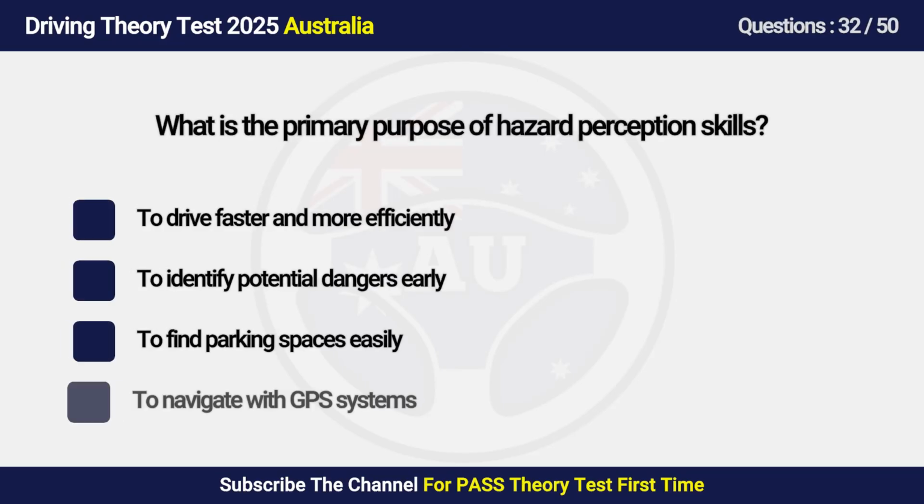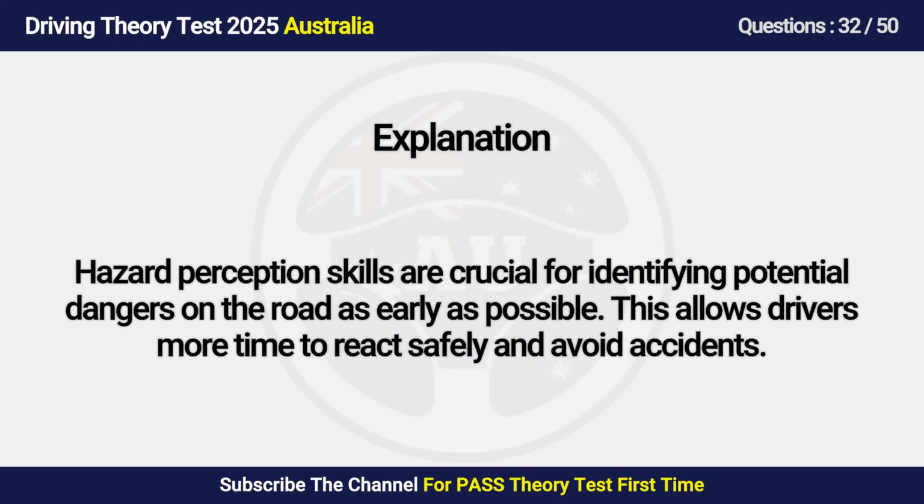Question 32. What is the primary purpose of hazard perception skills? A. To drive faster and more efficiently. B. To identify potential dangers early. C. To find parking spaces easily. D. To navigate with GPS systems. Answer is B. To identify potential dangers early. Hazard perception skills are crucial for identifying potential dangers on the road as early as possible. This allows drivers more time to react safely and avoid accidents.